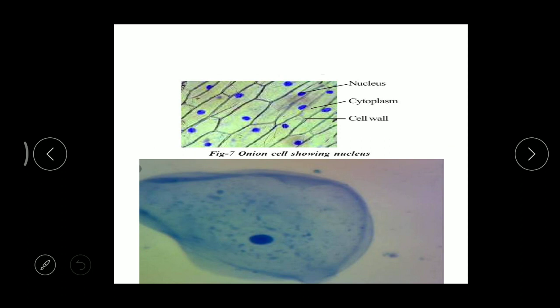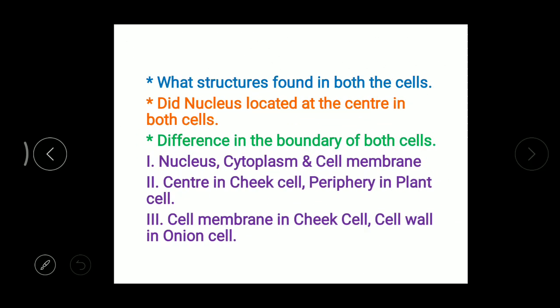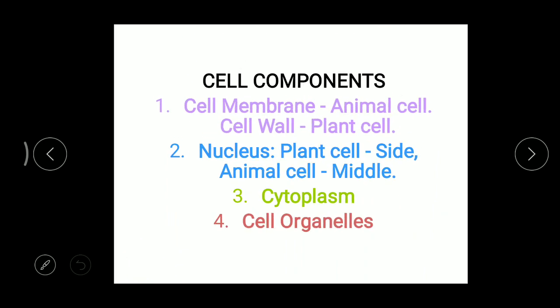In whatever cell it is, whether it's a plant cell or an animal cell, the cell is covered by a membrane called a cell membrane or a plasma membrane. It is common in both the plant cell and the animal cell. But in a plant cell, just above the cell membrane, we can find another layer called the cell wall. So what is the use of the cell membrane or plasma membrane? It gives a particular shape to the cell.